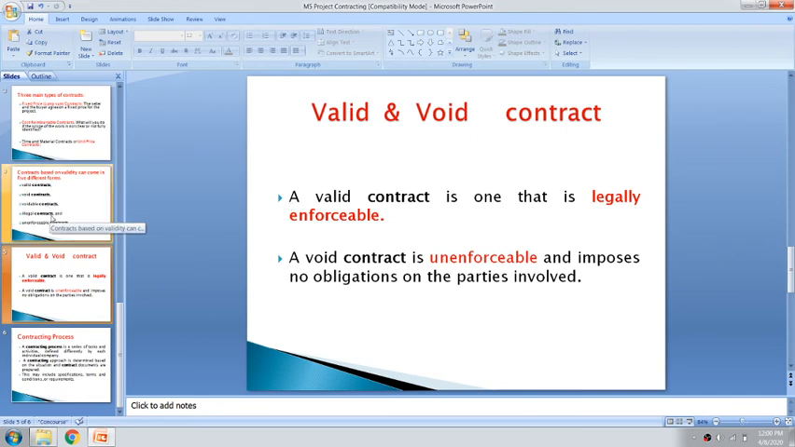The third one is the voidable contract. Because its existence is very difficult, we never bother about it. And illegal contracts: if something you are doing is illegal and you say there is a contract, then there is no validity. The court will immediately say it is illegal, so you cannot stand in court. And unenforceable, no.